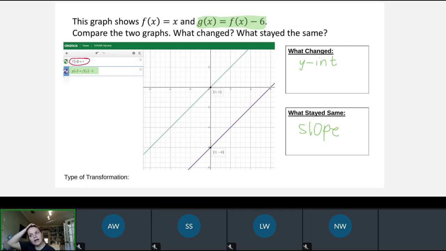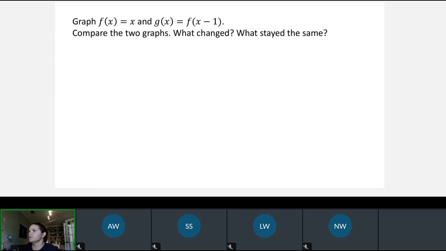You can do it on a calculator. The only thing with the calculator is when you go to y equals, you will just put x. And then for your second y equals, you'll do x minus 6. So you can, it's just not quite as easy. Good question.